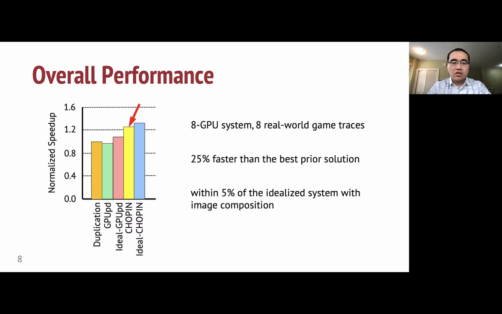We tested our mechanism in an 8-GPU system with 8 real-world game traces. We found that our system can outperform the best prior solution by 25%. The performance is within 5% of the idealized system with image composition. So we believe our mechanism is more scalable and more efficient than prior work.